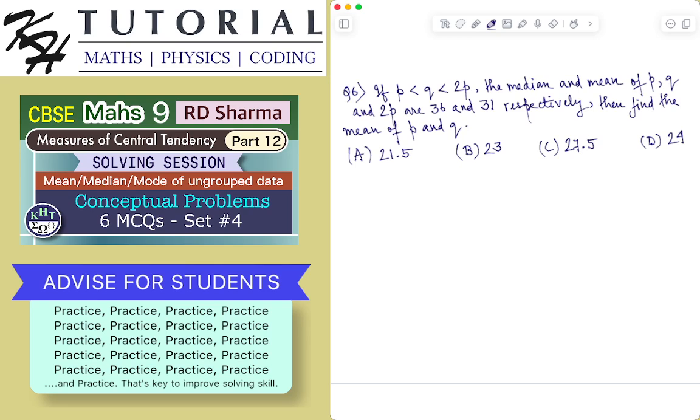So it is given that the observations are P, Q and twice P, and since P is less than Q and Q is less than twice P, the observations are in ascending order. Then the median is obviously Q. Since the number of observations is 3, which is odd, the middlemost element will be the (n plus 1) by 2 th element. N is 3, so 4 by 2, that is the second element. So the median is Q.